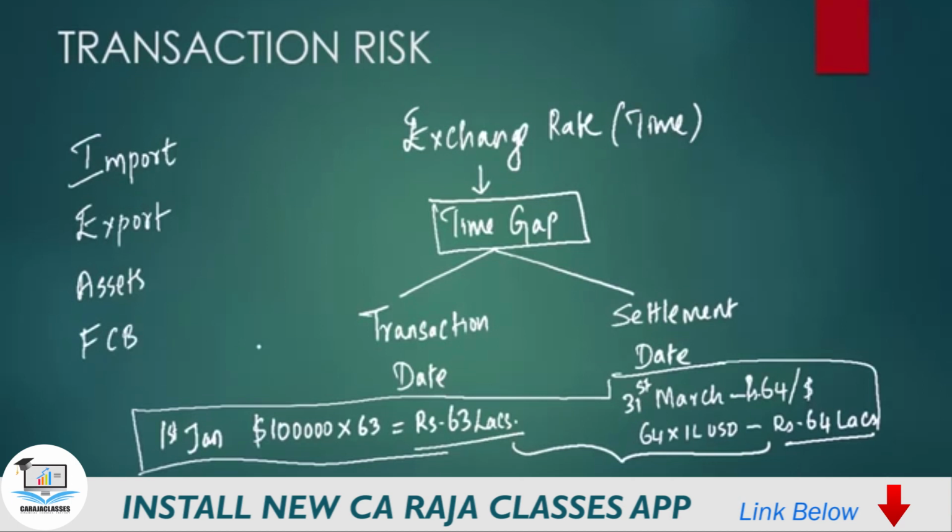Let's say you borrow from another country, then this risk will arise at the time of repayment. If you borrow when the currency is 63 and when you repay the currency is 64, you have to pay an additional amount. Your loan amount is not undergoing a change, but you have to pay an additional amount, and that is only because of change in the exchange rate linked with time. So these are all the examples of a transaction risk.